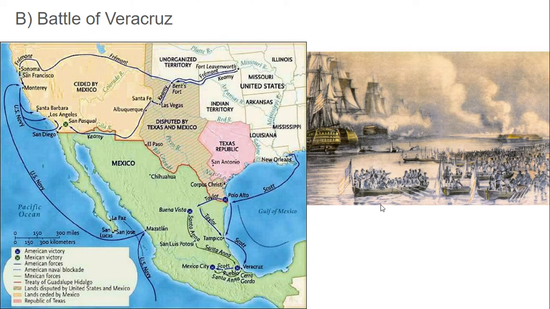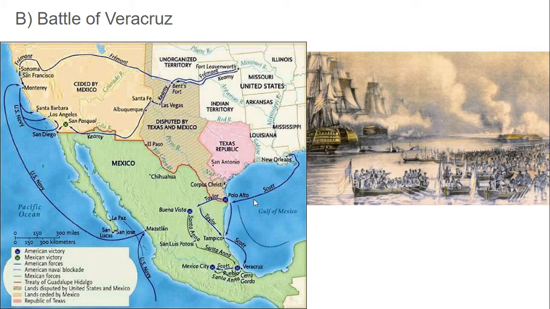And as Zachary Taylor is marching down from Texas, we're going to send a second army under the command of Winfield Scott to take the all-important Mexican fort of Veracruz and then push into Mexico City. The Battle of Veracruz is another amphibious assault. It's, again, relatively bloody, but a successful battle, and we are able to take the port.